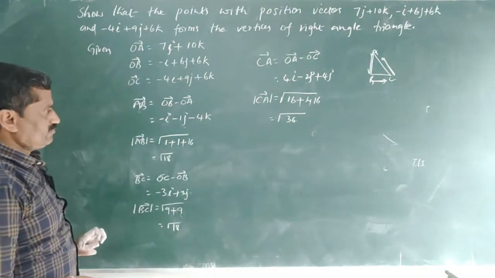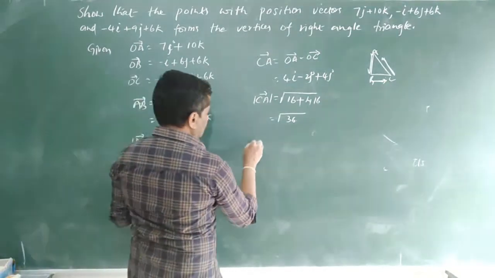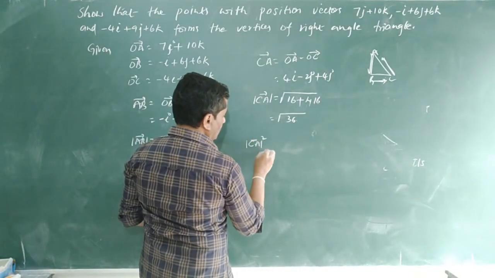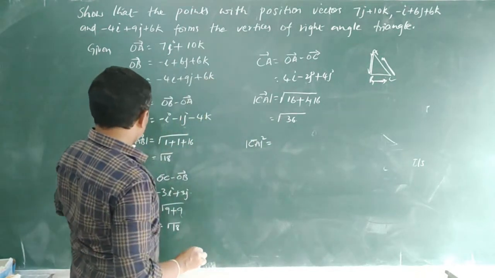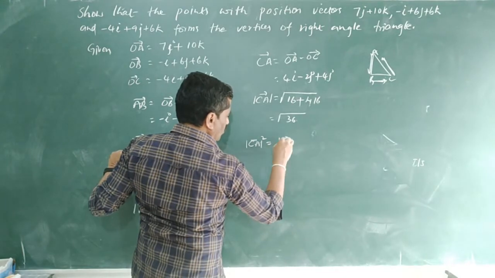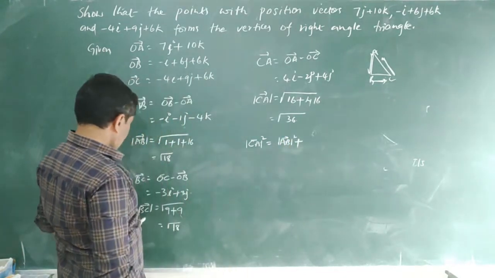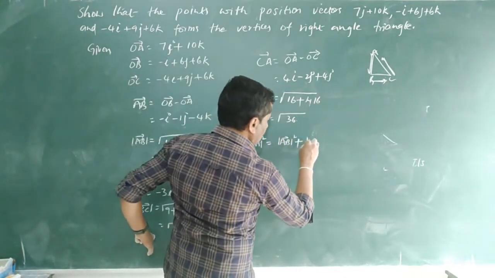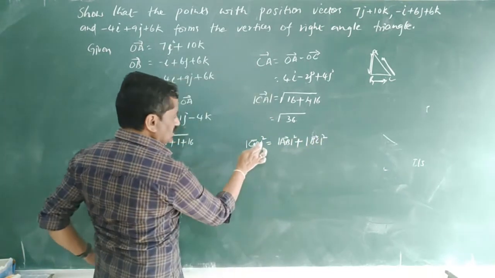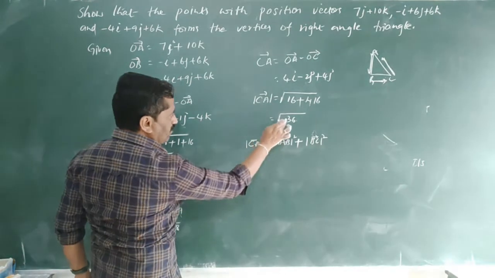So now the magnitude of CA bar squared should equal the magnitude of AB bar squared plus the magnitude of BC bar squared. So what is the magnitude of CA bar here? We have root 36.